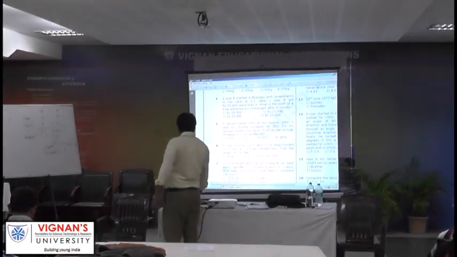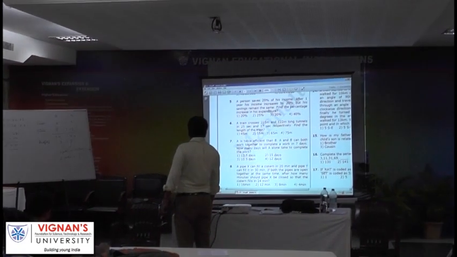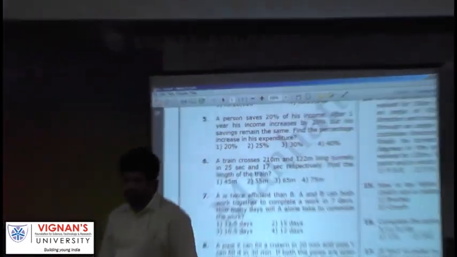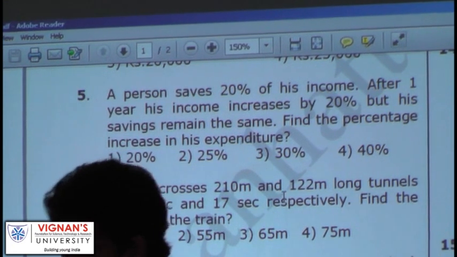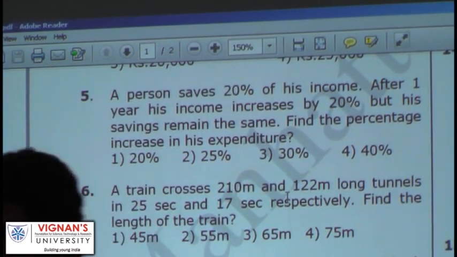Now question number 5. What is the answer for question number 5? 20%, 25%. You need a sheet?